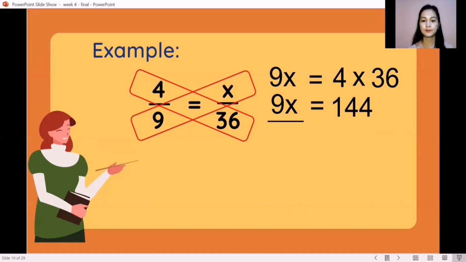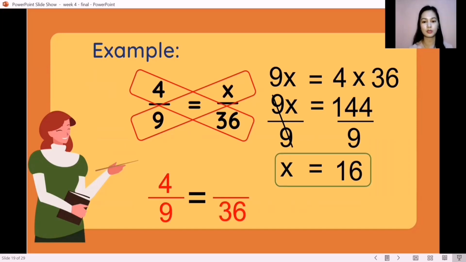Now we will divide both by 9. So we have 9x divided by 9 and 144 divided by 9. For 9x divided by 9, we cancel both of the 9, and that is x. And 144 divided by 9 is 16. So the value of x is 16.